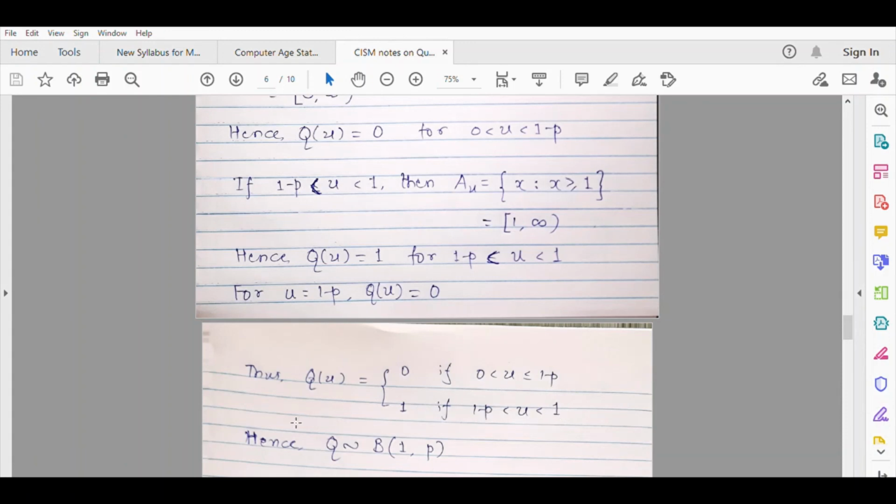So here I have already written it down, but you can easily notice that this is nothing but a Bernoulli random variable taking values 0 and 1. And what are the properties associated with it? The probabilities are simply 1 minus p and p. So q is simply a Bernoulli random variable which takes value 0 with probability 1 minus p and takes value 1 with probability p.